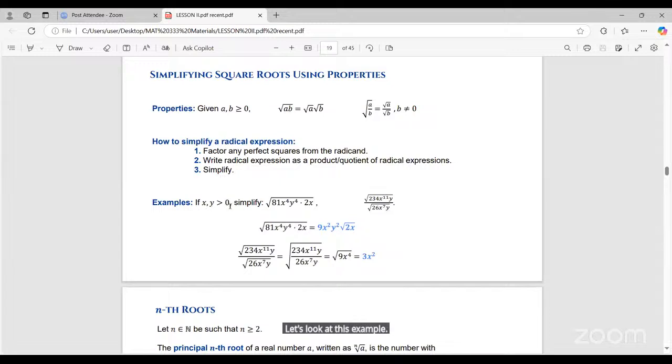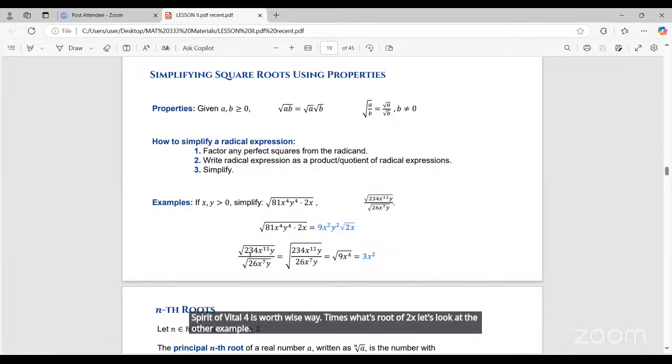If xy is greater than 0, let's simplify the square root of 81 x to the power 4, y to the power 4 times 2x. So we have 81. What's the square root of 81? Of course, it's 9. The square root of x to the power 4 will be what? x squared. The square root of y to the power 4 is what? y squared. Times what? Root of 2x. Root of 2x. Let's look at the other example.